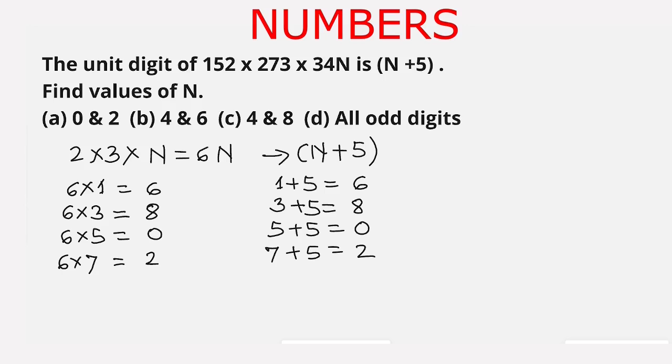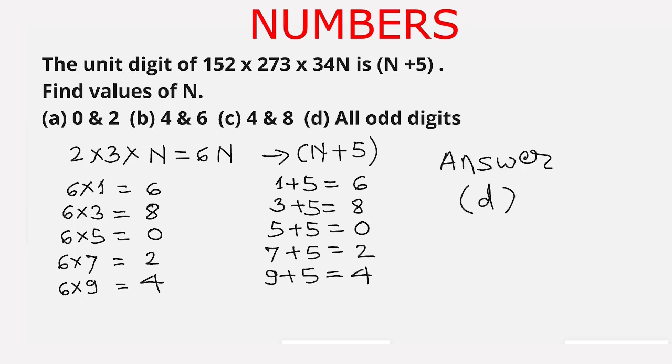Both sides have the same values, and 6 multiplied by 9, if the value of n is 9, then 9 times 6 is 54 and the ones place digit is 4, and in n plus 5, if the value of n is 9, then n plus 5 is 14 and the ones place digit is 4. So this way we can prove it. The ones place digit of n plus 5 and 6n is the same. And from the given options, our answer is option D, all odd digits.